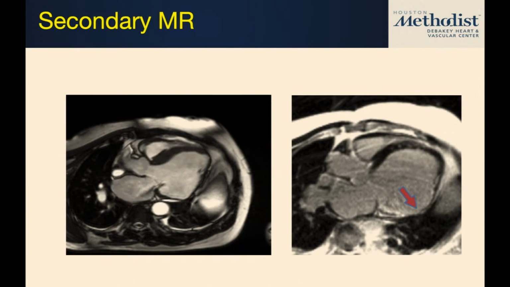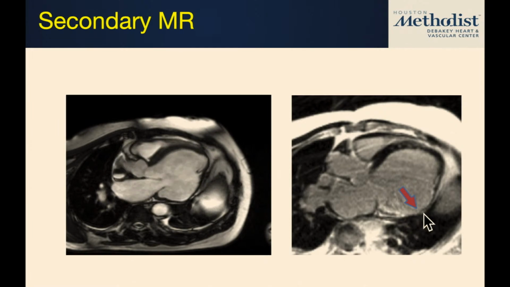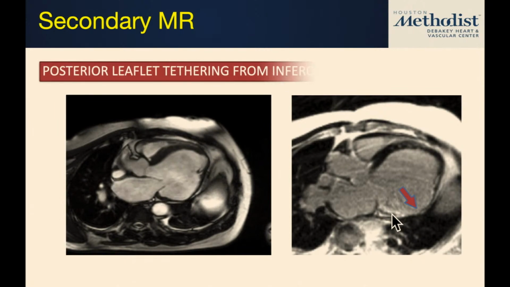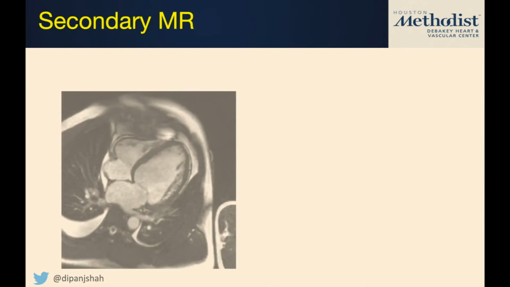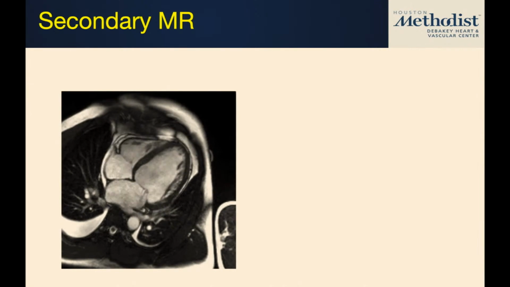We can couple this anatomic and functional assessment with tissue characterization that's done with gadolinium contrast. And we can see in this patient here that there's really a transmural infarct in this infralateral wall. And so therefore, the mechanism here is obviously an ischemic mitral regurgitation due to posterior leaflet tethering that's secondary to infralateral transmural infarction.